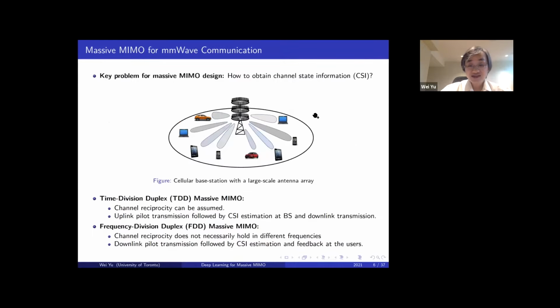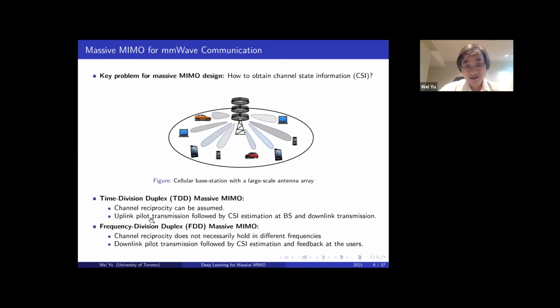Okay, so let me talk about TDD versus FDD systems. Recall that for massive MIMO systems, how to obtain channel state information is always a key problem. There are really two different system architectures for obtaining channel state information. One is to use a TDD system. Here we assume that the uplink and downlink transmissions are interleaved in time, and we further assume that the channels are reciprocals of each other. In other words, the uplink and downlink are within the same coherence time.